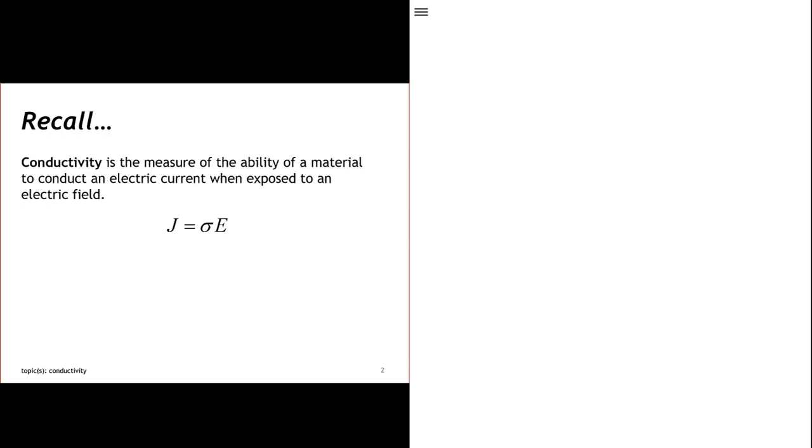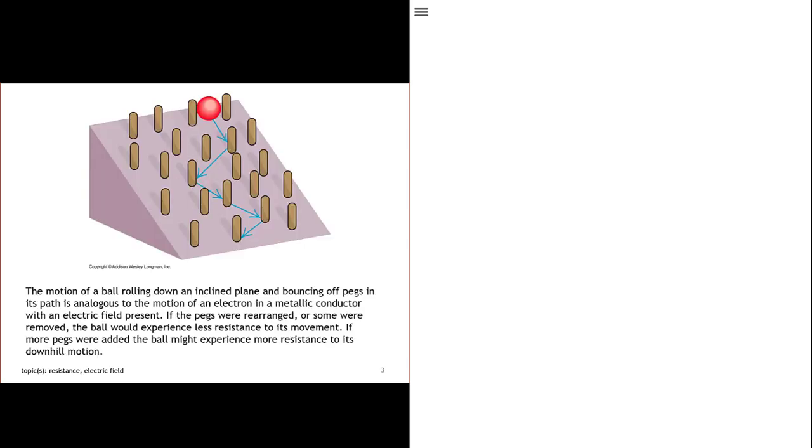However, what is often very useful to think about is the measure of a material's ability to resist electric current when exposed to an electric field. And that's what we're going to call resistance. To think about resistance, I want you to think about a ball rolling down an inclined plane where there are a bunch of pegs in the way.